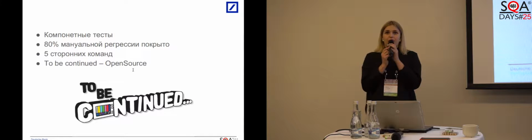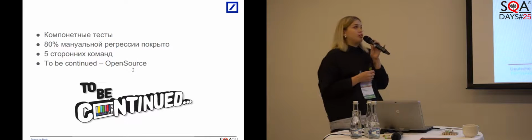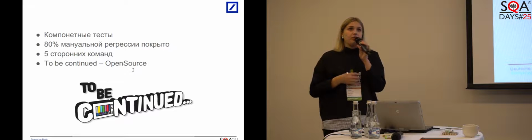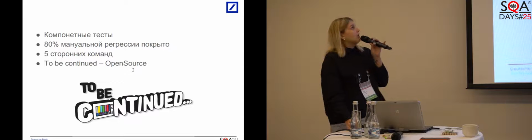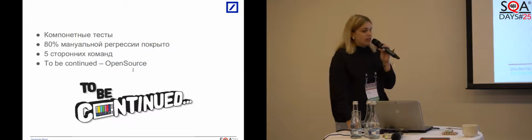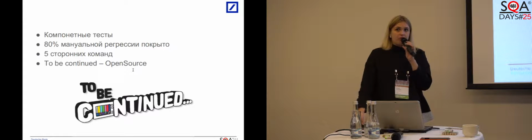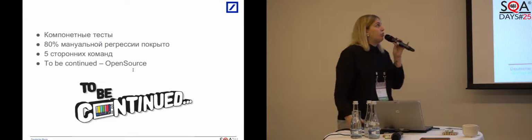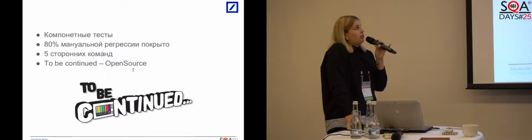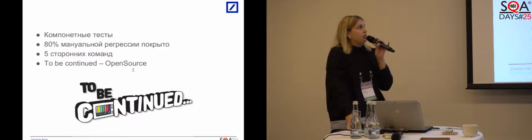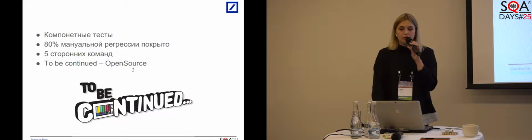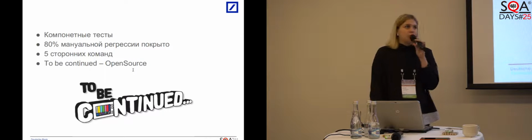In these 2 years, we have developed an instrument that paid for itself. Our developers create component tests. We use them in our own end-to-end testing. As for now, we have covered 80% of manual regression, 10% of which is non-automatized scenarios. We have not many of them. Then we have 5 external teams that use our instruments. Some of the teams want to use it, and what is more important, we are moving towards open source.